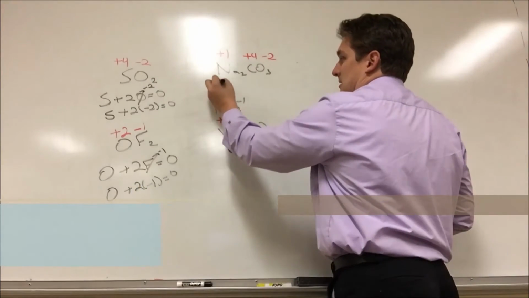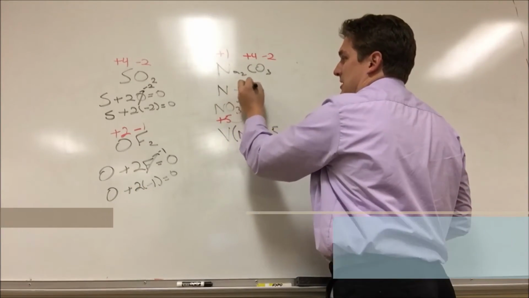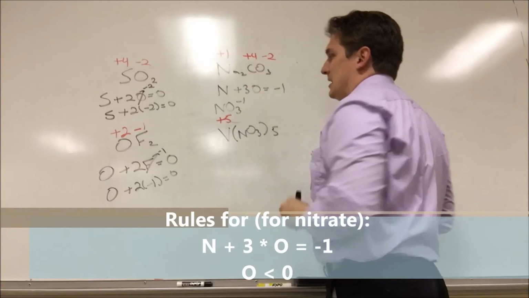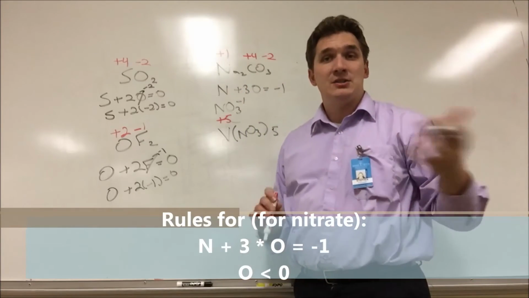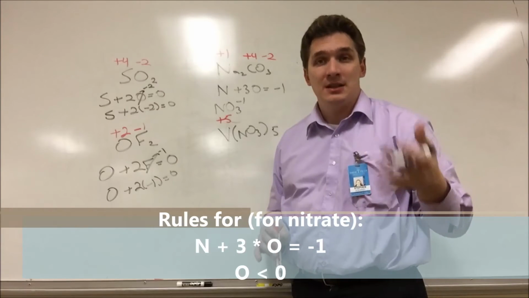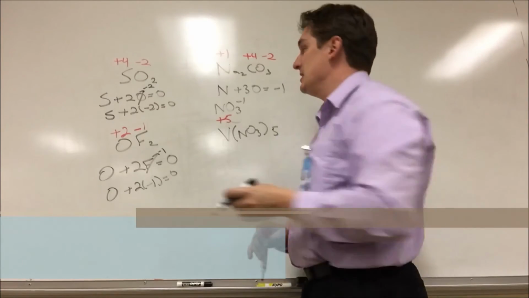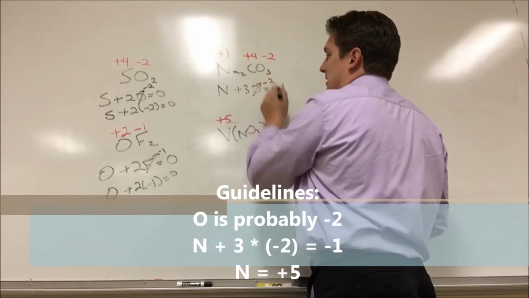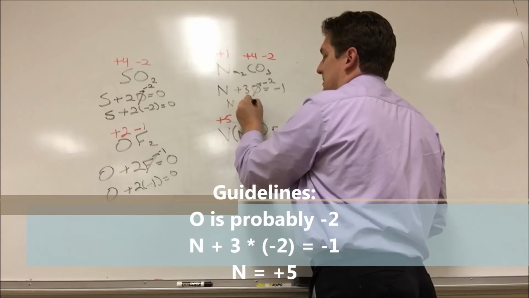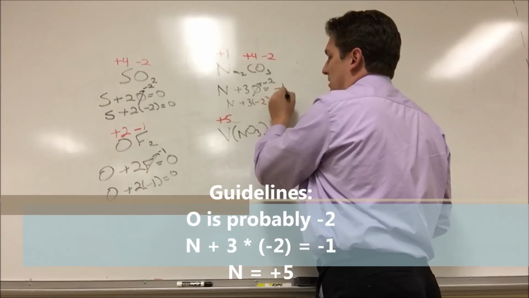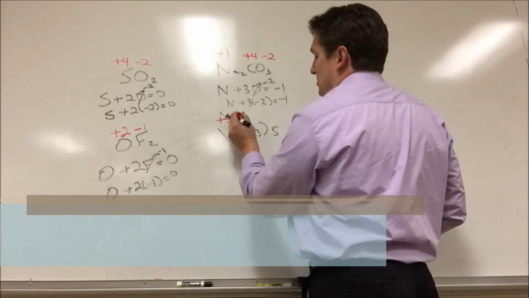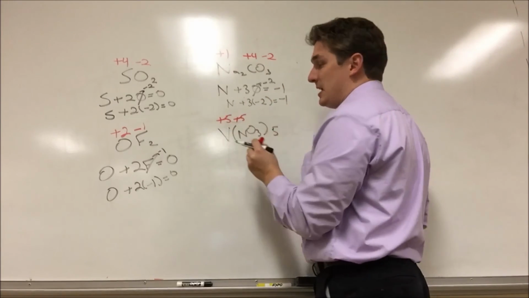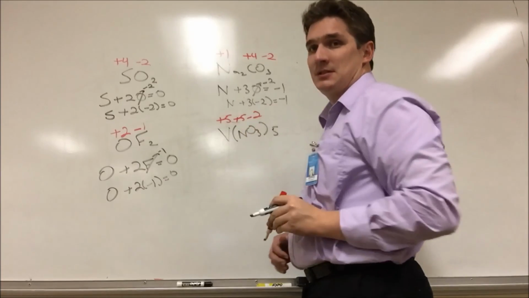We've also got the charge on nitrogen plus 3 times the charge on oxygen has to give us -1. And once again, oxygen is the more electronegative element, so it's going to take the negative charge, in this case a guess of -2. This gives us nitrogen plus 3 times the charge on oxygen is -1. And when we solve this, we get that the charge on nitrogen is also +5, and the charge on oxygen is -2.